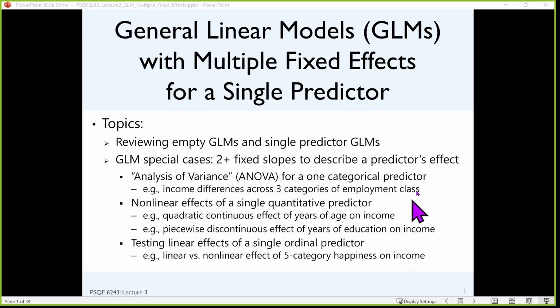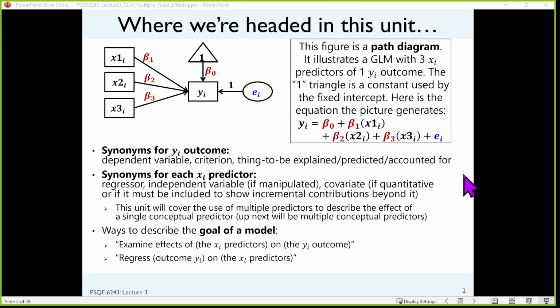So, Unit 3. Building on what we've learned to try to examine more complex relationships between predictors and outcomes. So, where we're headed? Pictures. I know not everyone likes equations, right? But pictures are usually fun. Not everyone, I said. I know some folks do.